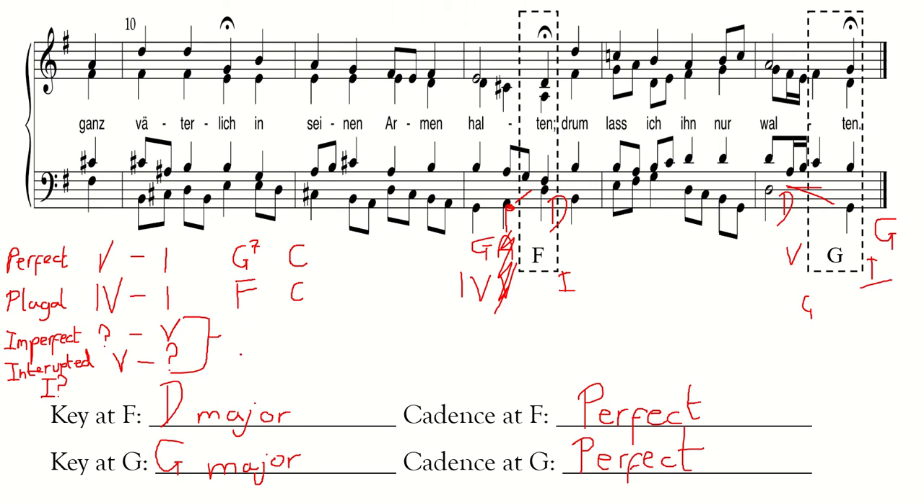Imperfect could be, oh, I don't know, D minor leading to G, and then holding that G because it wants to resolve, and then interrupted would be something like G going to A minor. I like that one, which would be 5 to 6, and this one would be 2 to 5.